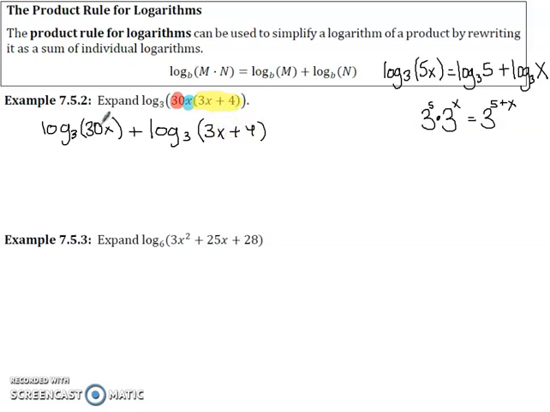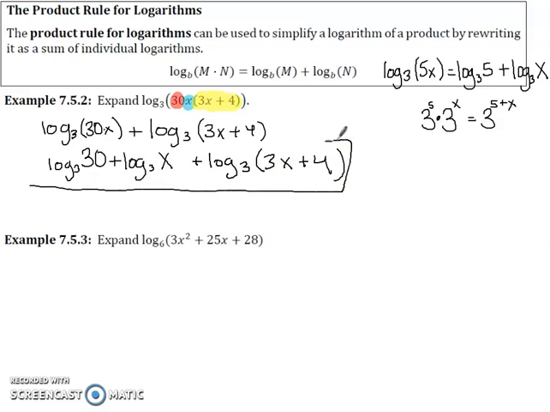But here I do have a 30 times x, and there is only multiplication between the 30 and the x. So I can split this up now into two logs, log base 3 of 30 plus another log base 3 of x. So this gave me my log base 3 of 30x, and then I still have the log base 3 of 3x plus 4. And this would be as far as I can expand my logs.